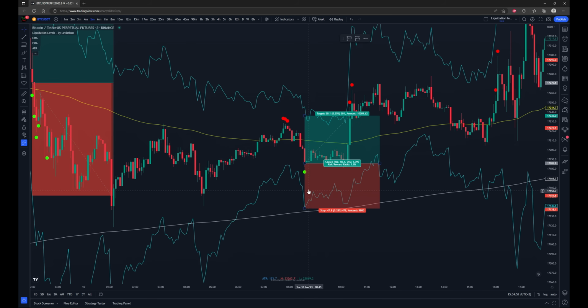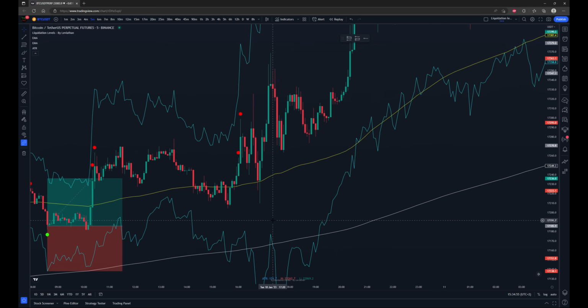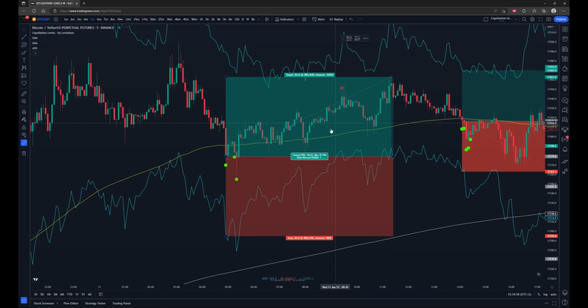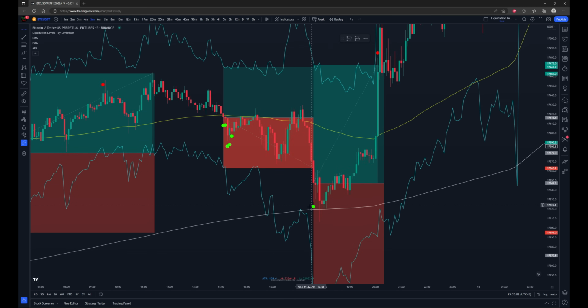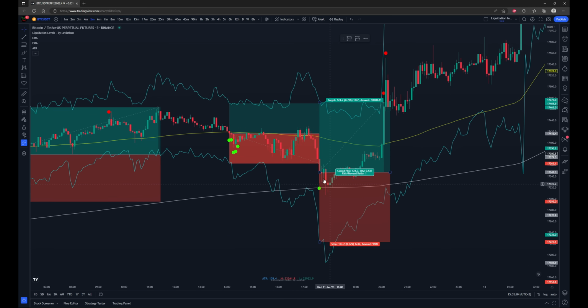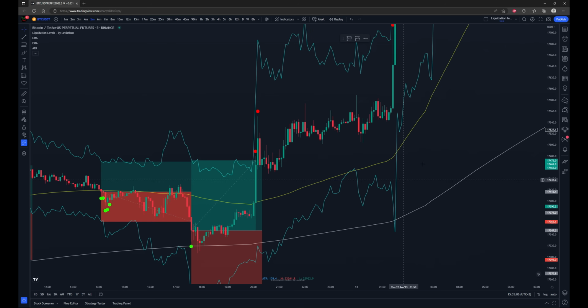We have another one here, green dot, yellow's over white, pulled back, and that one's a winner. Here's another one. This one's a winner. This one's a loser, but you get the point. At this point, plenty of examples here. Another green dot, this one ends up being a winner.